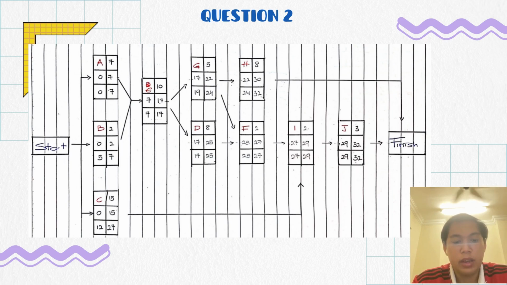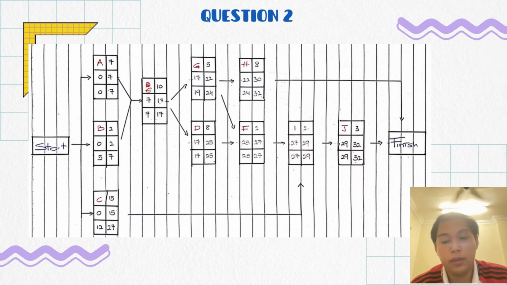For F, we get EF 27, because the ES of 25 comes from D. G has EF 22 and D has EF 25, so the largest number is 25, and for F we take 25. For I, it comes from two, F and C, and the biggest number is 27, so for I the ES is 27. For EF, we get 29, and for J we get 32.